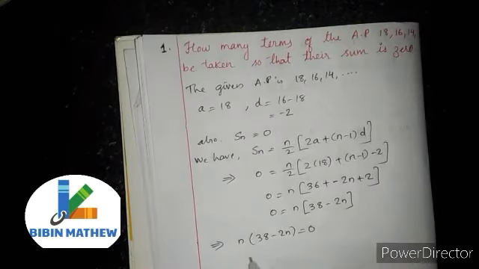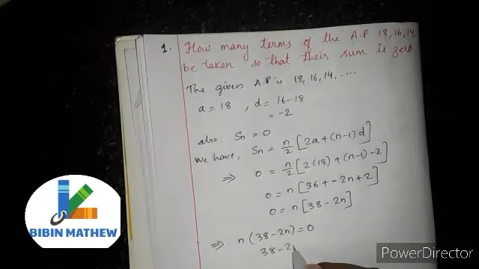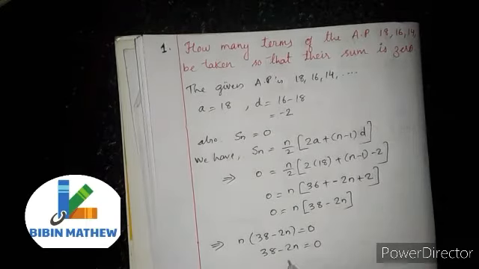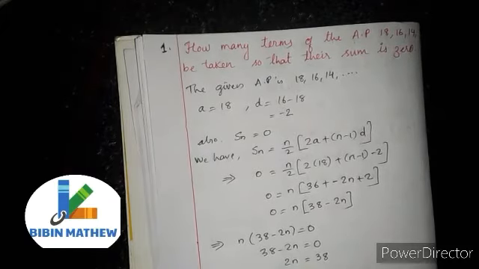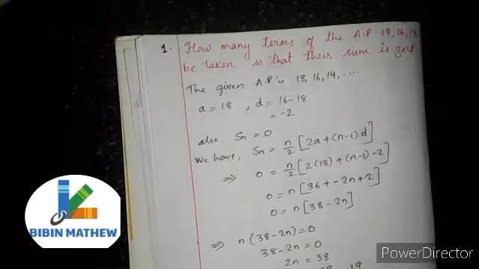Now the product of two numbers is 0, so what does that mean? At least one of the numbers should be 0. Here it is 38 minus 2n is equal to 0. So we can say 2n is equal to how much? 2n is equal to 38, right? You will take that to the other side. I will show you, just hold a second. Here it is. So you got n is equal to 19.